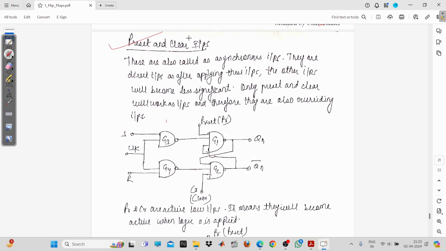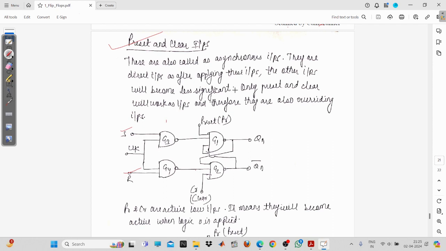Now suppose you want to clear the output before arrival of any clock pulse, then this clear input will be there. So basically these are the asynchronous inputs and they are independent of the clock pulse. Like you can see here, this S and the R, they are synchronous inputs. So these become activated only on the arrival of the clock pulse.